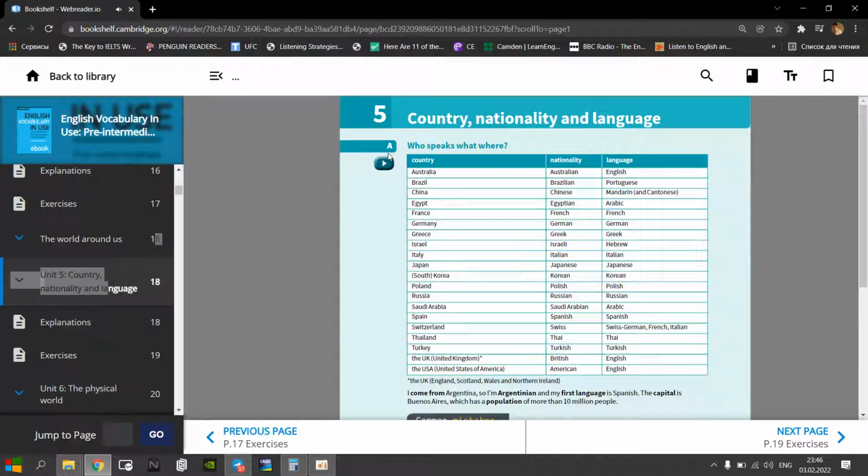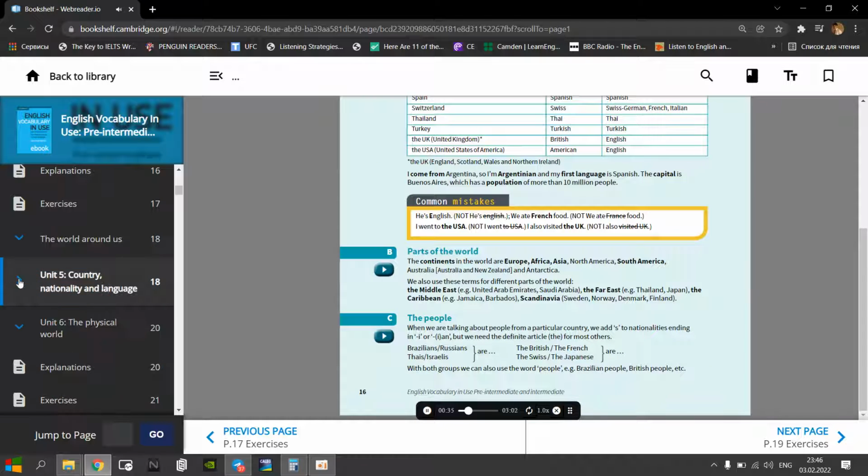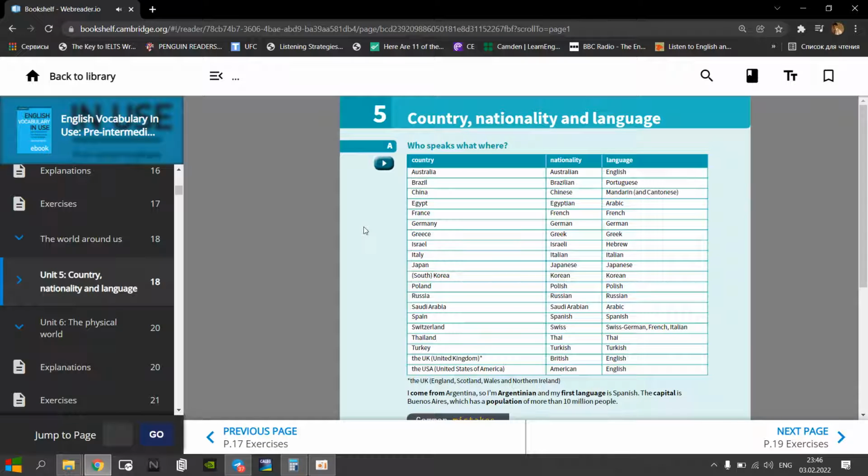A. Who speaks what where? Country, Australia. Nationality, Australian. Language, English. Brazil, Brazilian, Portuguese. China, Chinese. Mandarin and Cantonese. Egypt, Egyptian, Arabic.